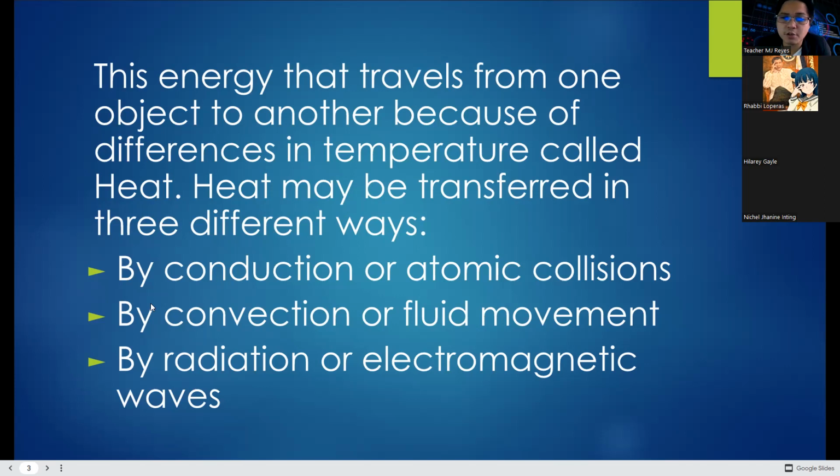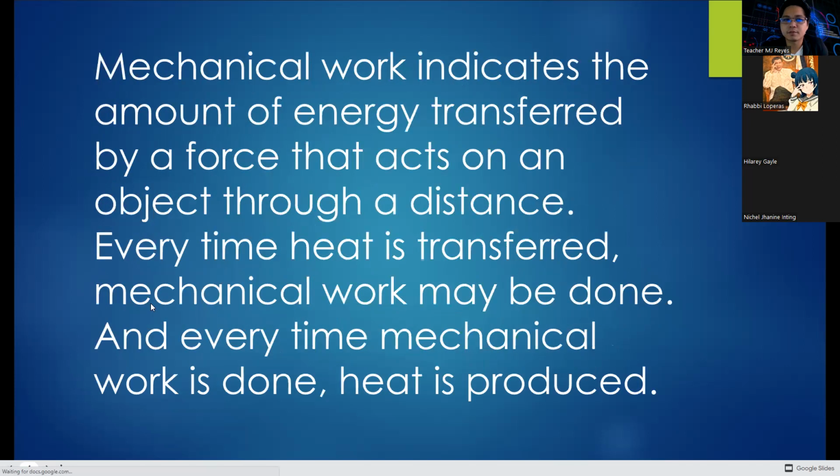How about by radiation or electromagnetic waves? When you expose yourself to the heat of the sun, that's the common example. So what is actually happening? The heat from the sun is transferred to you by radiation, the electromagnetic waves or spectrum. Do you have any questions so far? None, sir. Okay.